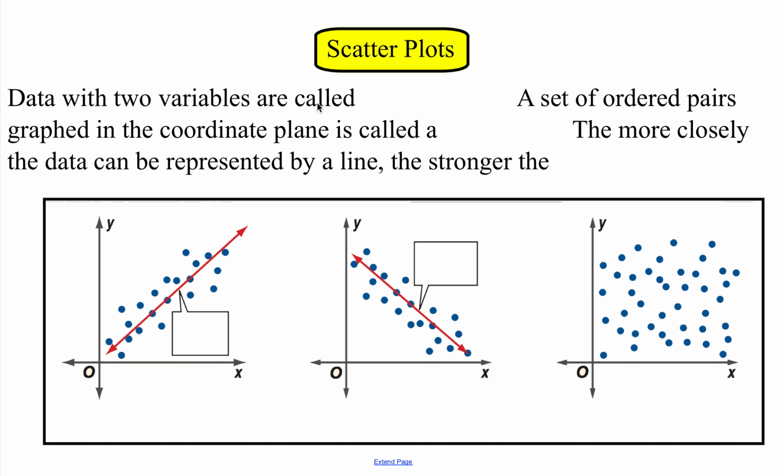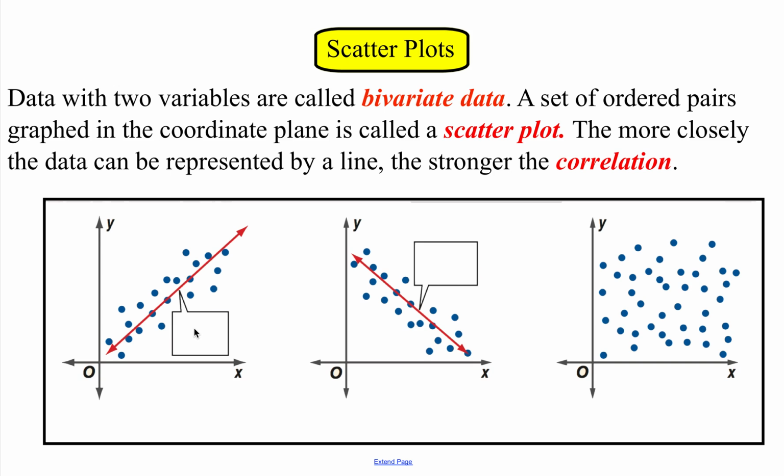Data that has two different variables is called bivariate data, and a set of ordered pairs graphed in the coordinate plane is called a scatter plot. And the more closely the data can be represented by a line, the stronger the correlation. So those are vocabulary words that you need to understand and be able to use.